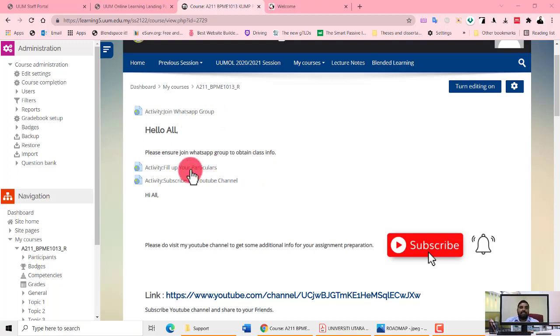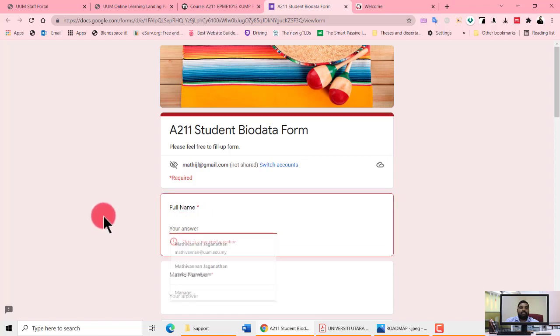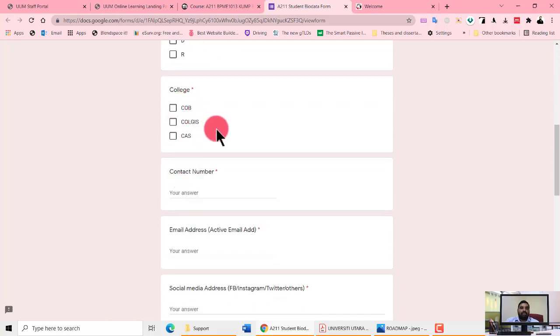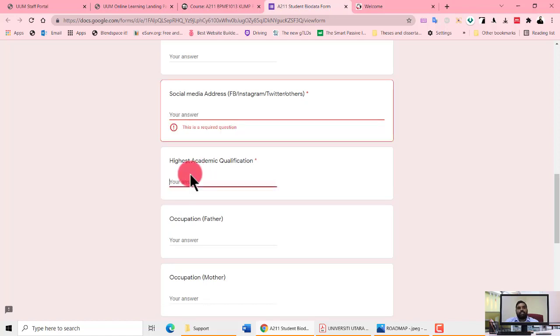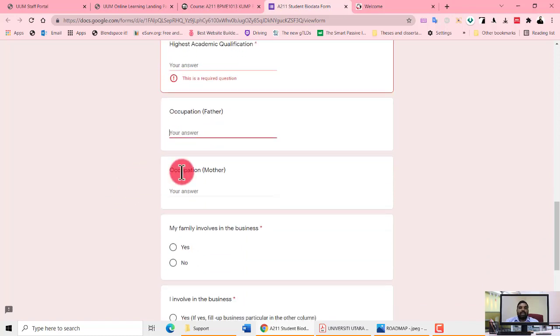Second, you have to fill up your particulars in the student form. Just fill up your full name, matric number, your class, contact number, email ID, and your address, and highest academic qualification like STPM or matriculation or other certification. Occupation of your father. If your father has passed away, please just put a dash.